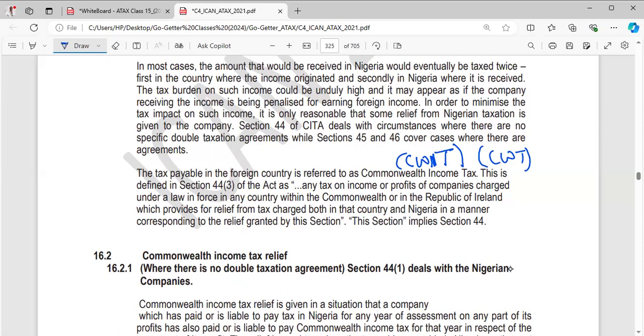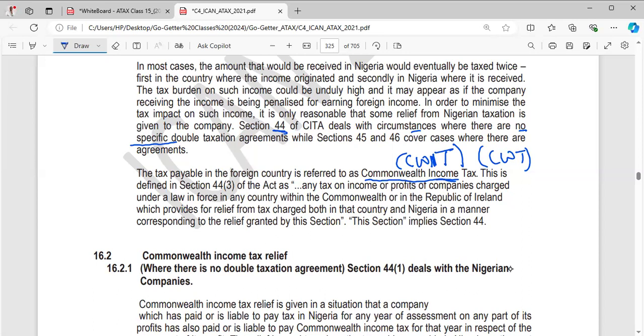So you see here, section 44 deals with circumstances where there is no specific double taxation agreement. So when there is no specific double taxation agreement, we'll see something called the Commonwealth Income Tax Principle being looked at.